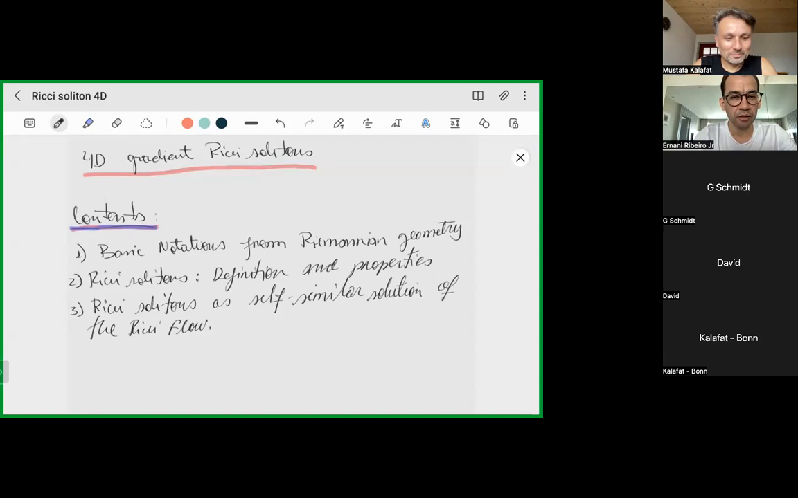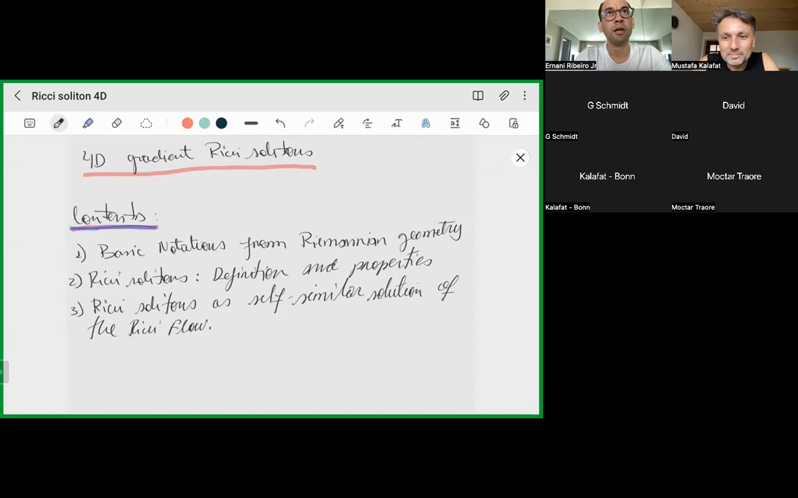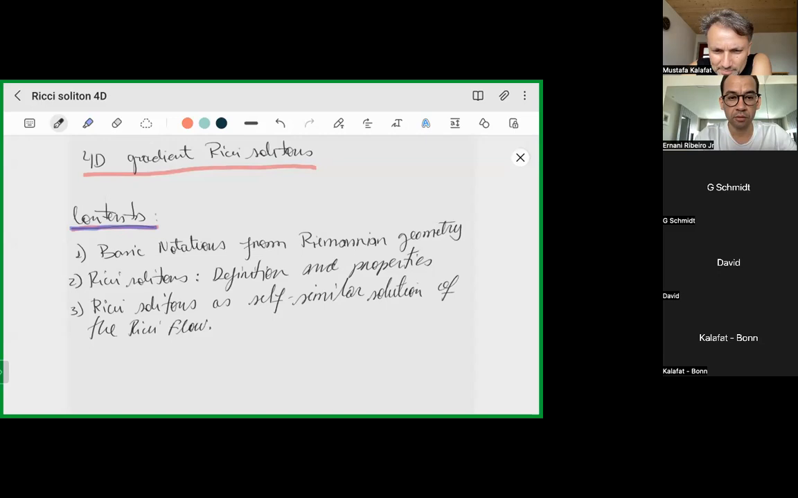I'm trying to give a general idea about four-dimensional gradient Ricci solitons, but to do that, you need to discuss some basic facts before discussing the specific dimension on Ricci solitons. This is the idea of my first talk. I'd like to show some basic notations from Riemannian geometry, discuss the definition of Ricci solitons and properties, and finally, today I'd like to show the connections between Ricci solitons and the Ricci flow.